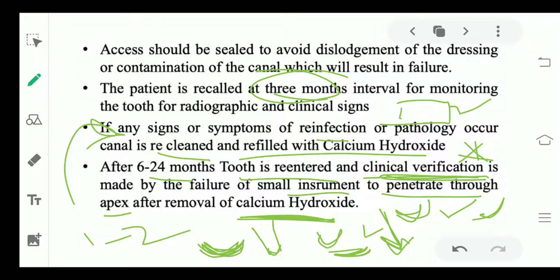So first what you are going to do is, after around 6 months, when you have called your patient, you will remove the calcium hydroxide from the site, and then you are going to use a small instrument and you will try to penetrate it through the apex. If it is not able to penetrate, which means that the apex is now sealed and you can go further with the treatment.